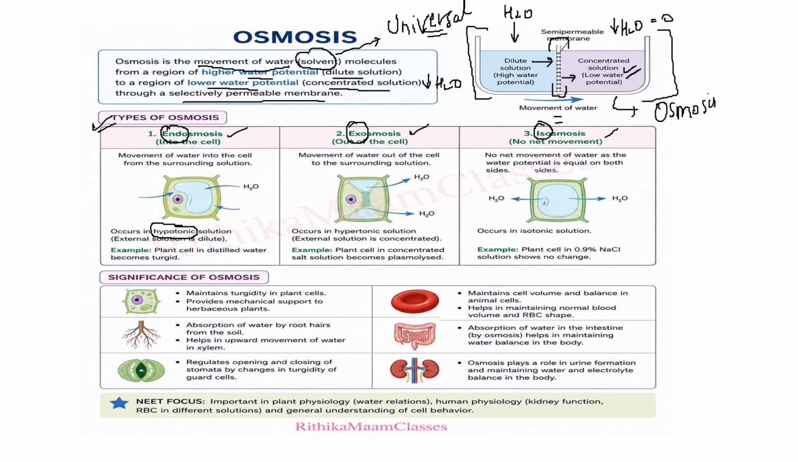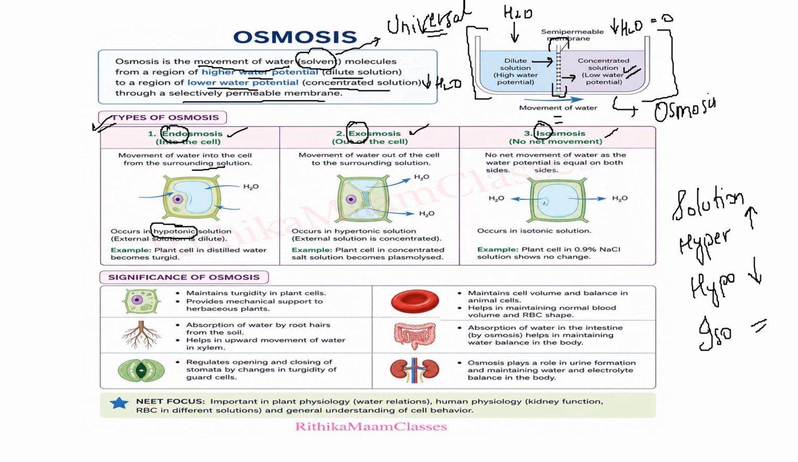Now, what's hypotonic solution? Even when we talk about solutions with respect to osmosis, there are three types. One is hyper, which means the concentration is too high. Hypo, meaning the concentration is too less. And one more is isotonic, which means the concentration is equal to the water. In endosmosis, the movement of water is into the cell from the surrounding solution.